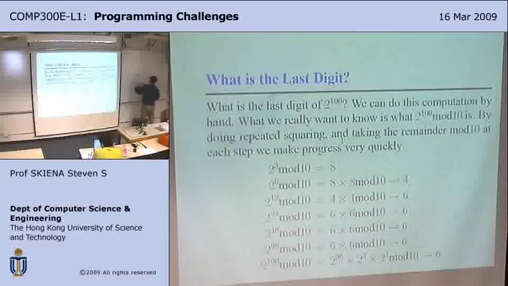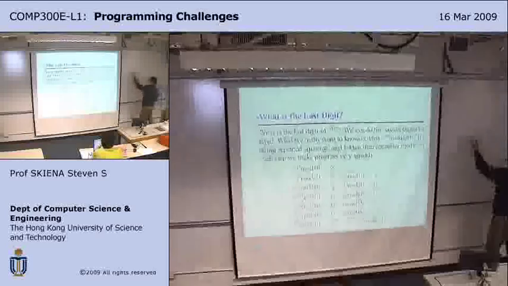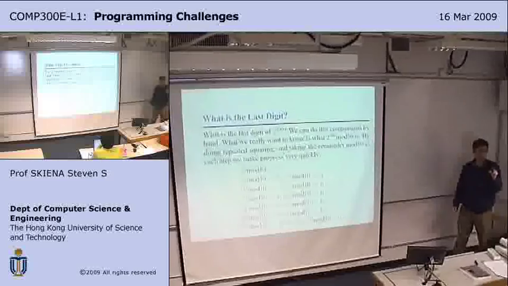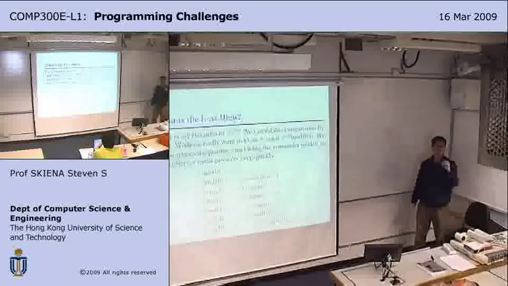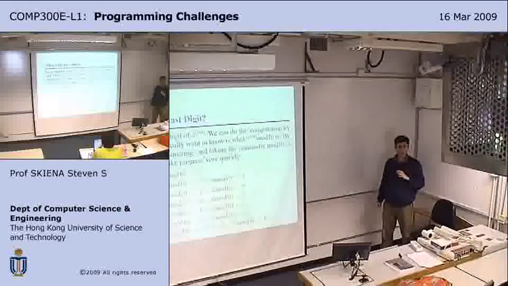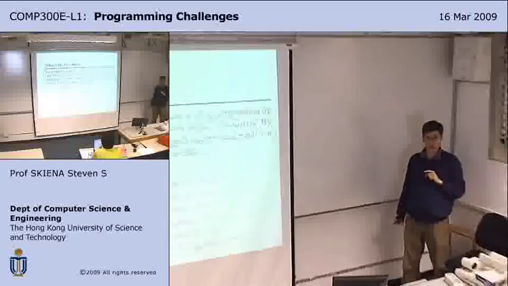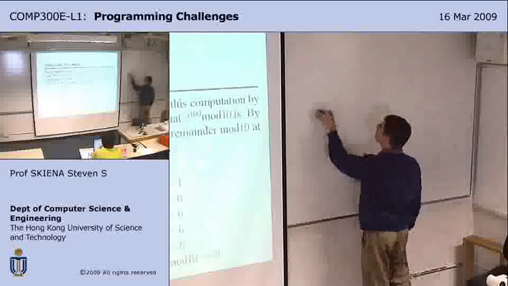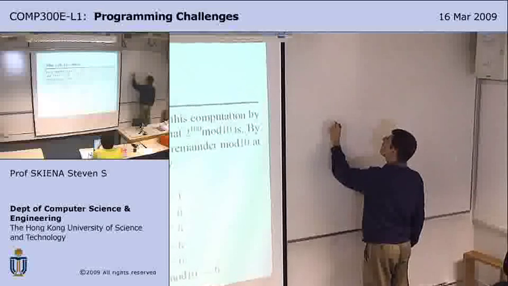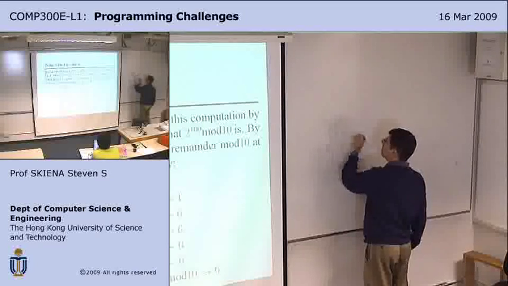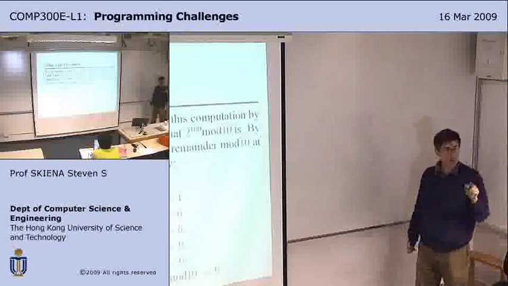Actually, why don't we do it instead, since that's on the slide. What is the last digit of 3 to the 100th? Anyone want to tell me this? Okay, what's the last digit of 3 to the 100th? Let's see what the first one to come up with it is. A way to think about it is, we really want to know what is that mod 10? You say 1. Why is it 1?